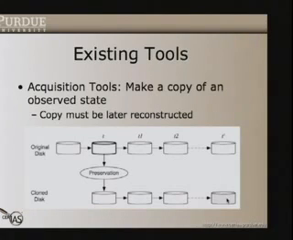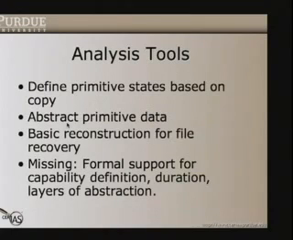And this is a reconstruction process that we discussed before in the primitive reconstruction, where we start with the state of our copy that we have and try to reconstruct it back to when the copy was made, to verify that it hasn't changed over time. And the analysis tools predominantly allow us to define primitive states based on a copy, where we can import some kind of sector-level copy of the system, define that in the system, and make abstractions of files in various other forms.